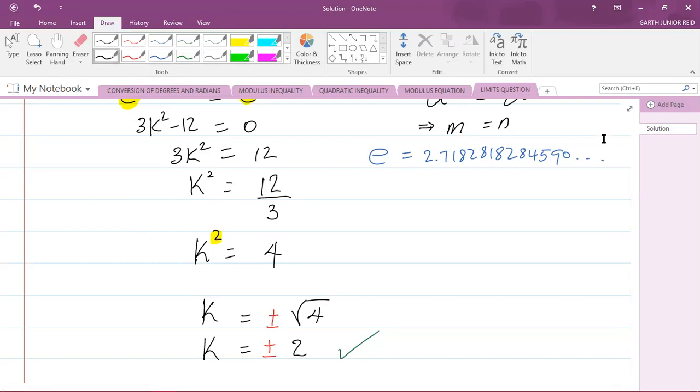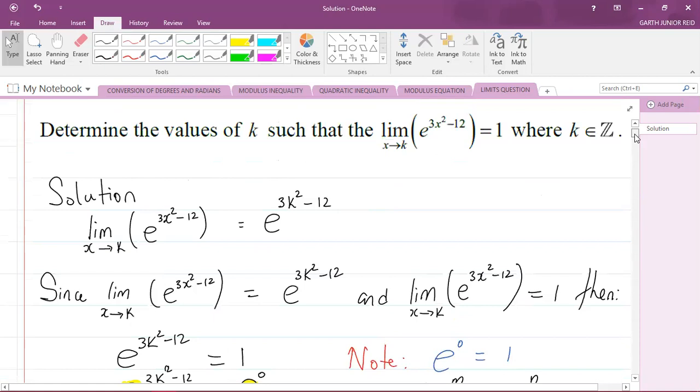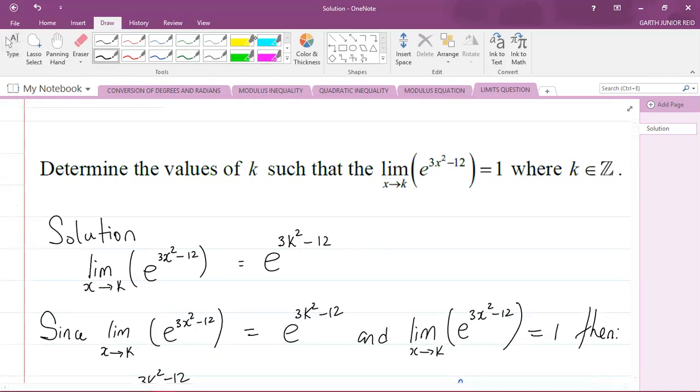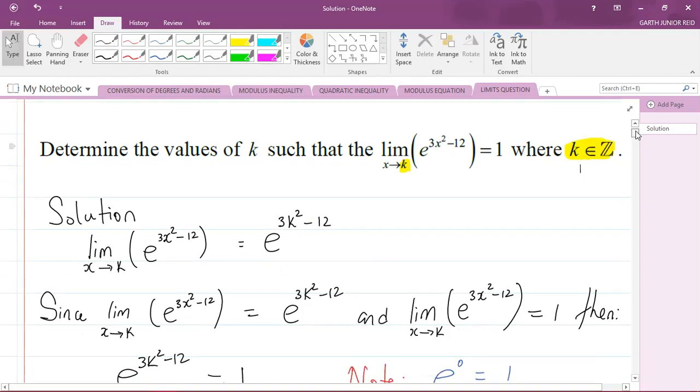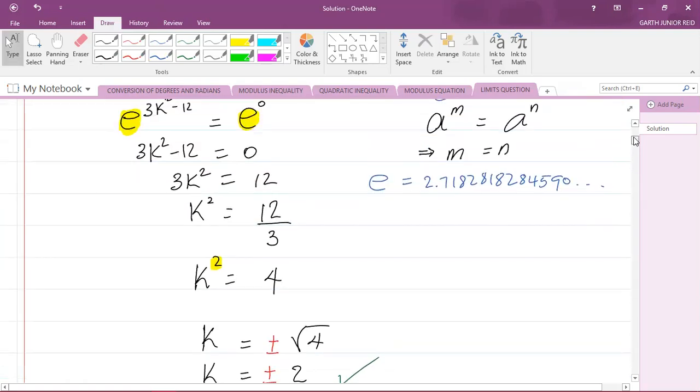So what is that telling us here? This is telling us that if the value of k is 2, then the limit is going to be equal to 1. Also, if k is negative 2, then that limit is also going to be 1. And they told us that k is an integer, and of course, 1 and negative 1 are clearly integers. So we know that our answer is correct.